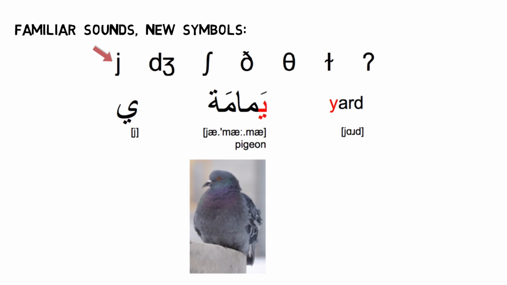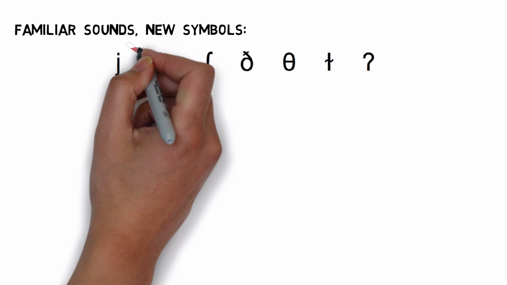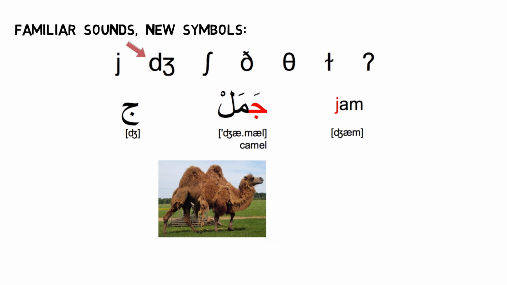This symbol, which looks like a lowercase j, is Arabic's y as in yamama, or English's yard. Then comes j as in Arabic's jamal, or English's jam. This is a D and a J sound combined in one. In IPA, the D will look familiar to you, and that J sound looks like kind of the top half of a Z with a little loop hanging off of it.